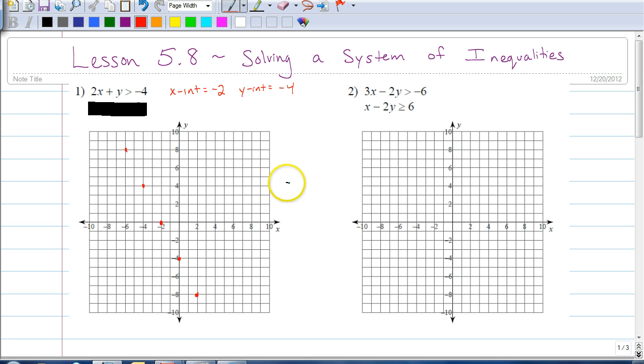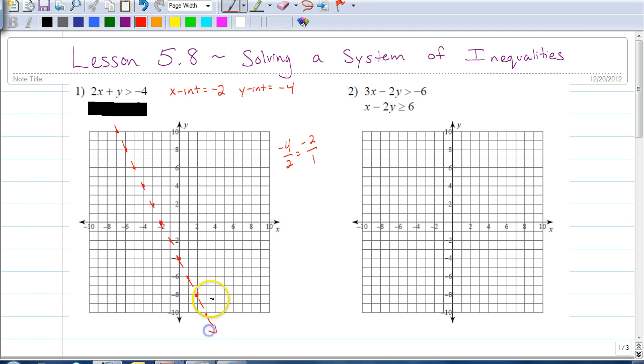We could have also said, since it's going down 4 and over 2, if I reduce that, it's the same as -2 over 1. So if I go down 2 over 1, and so on, that would have given me some other points to graph to be even more accurate. Well, that's how we can find our slope here. Remember, before we connect these, we look to see what kind of line we use. We want to use a dashed line. So I'll make sure I use a dashed line here.